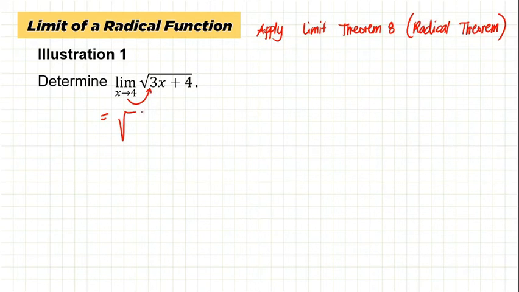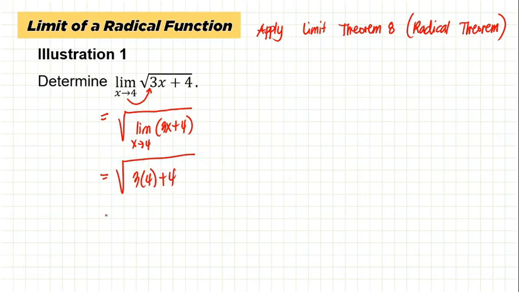So we have square root of the limit of 3x plus 4 as x approaches 4. Now, in this case, take note, the index here is even, right? So, dapat yung nasa loob ay greater than 0. Now, let's try to substitute. Since this one is a polynomial function, pwede na nating i-substitute directly. So, we have 3 times 4 plus 4, and this is equal to square root of 16. 16 is greater than 0, so the answer will be 4. Okay, so we have 4 as our final answer.